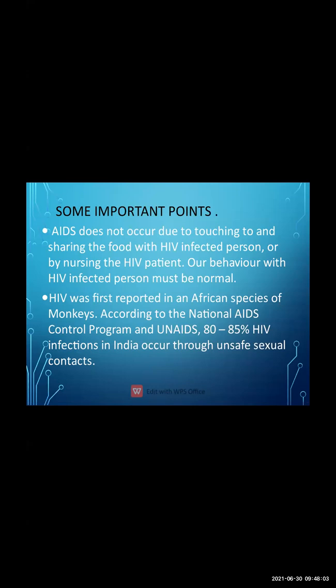Okay, now HIV was firstly seen in the African species, that is monkey, and 80 to 85% of HIV infections are seen in India due to unsafe sexual contact. So, due to unsafe sexual contact, this disease can be spread from one person to another.